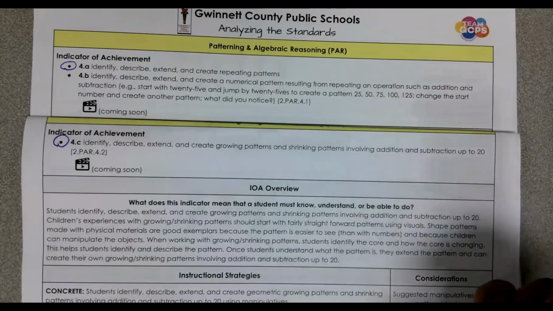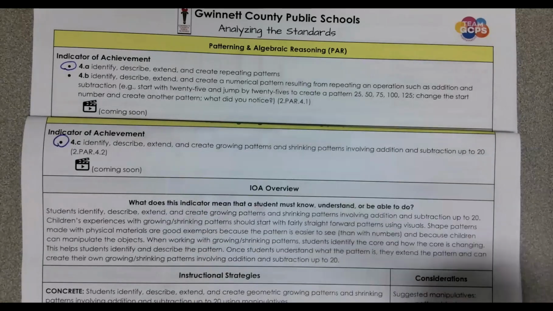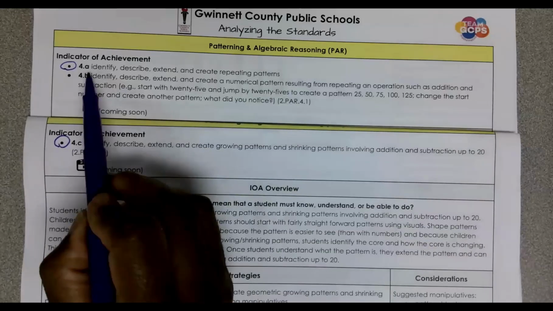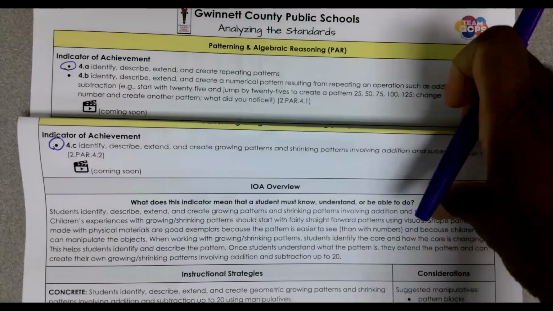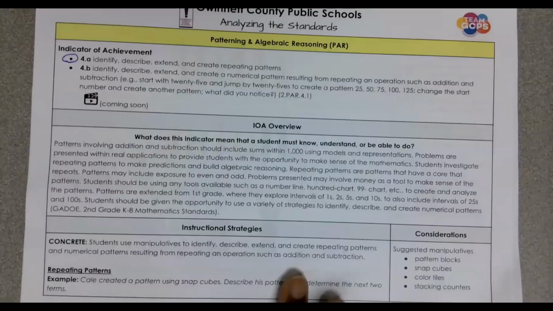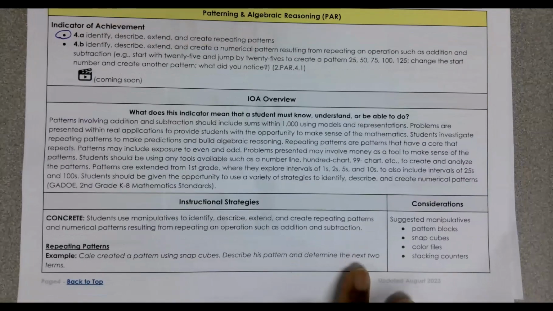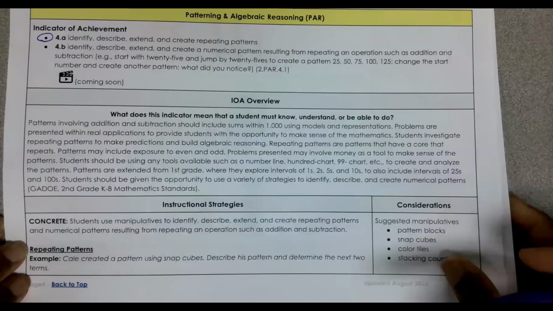Through IOA 4B, in units 2 and 4, we explored repeating patterns within 1,000, but we did not explicitly point out the core of the pattern like we do in IOA 4A. So we'll be talking about that today. So let's look at the ATS for IOA 4A. Okay, so we're going to actually go to an example in the ATS. It starts here.